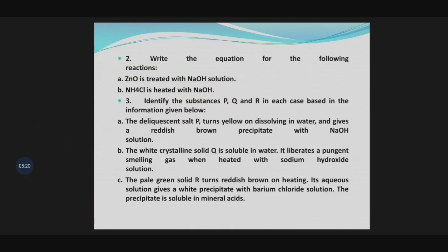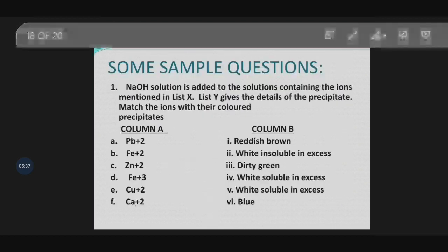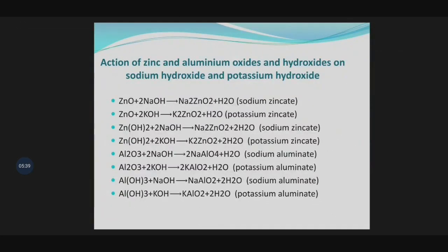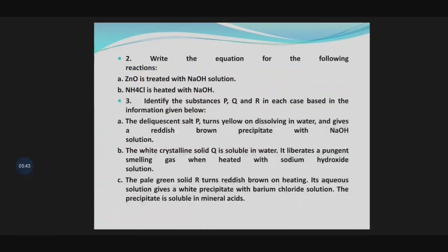Now question 2 is given. Write the equation for the following reaction. ZnO is treated with sodium hydroxide. That equation I have already told you, that zinc oxide with NaOH will form sodium zincate and water. A similar equation is given. This is the equation I am showing you: ZnO plus 2NaOH gives Na2ZnO2 plus H2O.